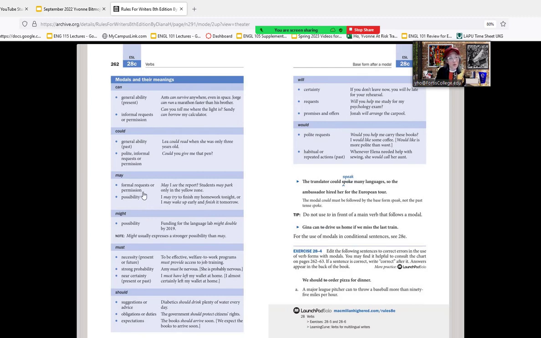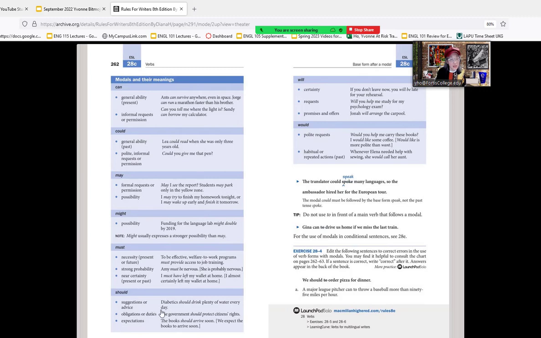Formal request or permission. May I see the report? Possibility. I may try to finish my homework tonight. Possibility. Funding for the language lab might double next year. Necessity for the future. To be effective, a welfare to work program must provide access to job training. Strong probability. Amy must be nervous. Near certainty. I must have left my wallet at home.